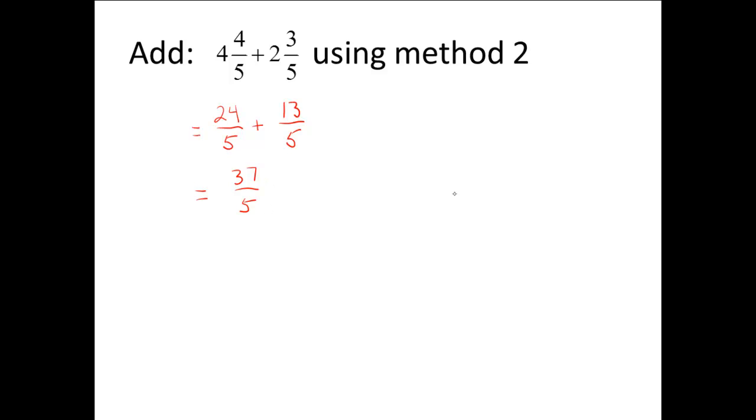We can change it to a mixed number by putting the numerator inside the division symbol and the denominator outside. 5 divides 37 7 times. When we subtract, we get 2. So 7 and 2/5 is equal to 37/5. So this is our answer as a mixed number, and this is our answer as an improper fraction.